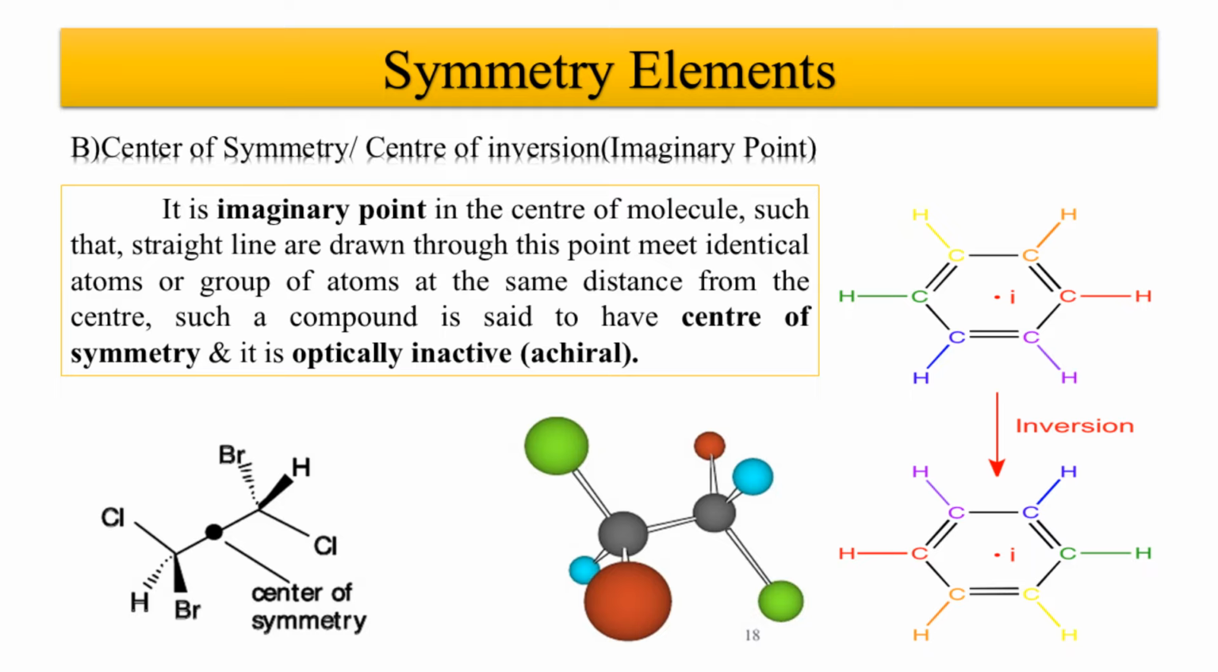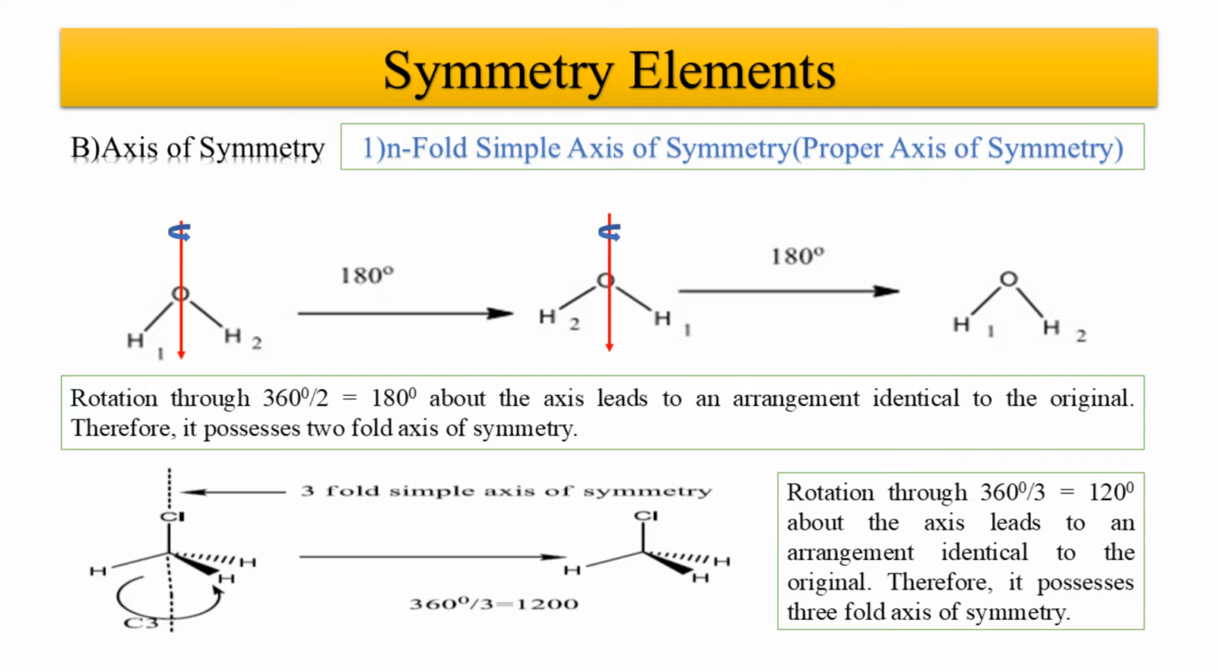A center of symmetry in a molecule means that identical atoms or groups are equidistant from a central point, making the molecule achiral and optically inactive. An axis of symmetry involves rotating a molecule around an axis to produce an identical arrangement. This can be a simple or alternating axis of symmetry.